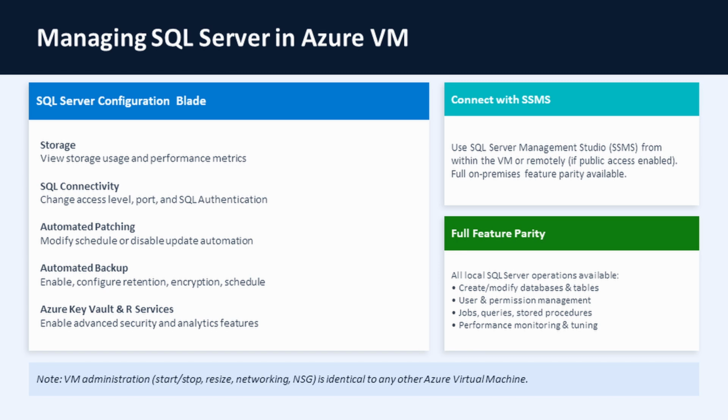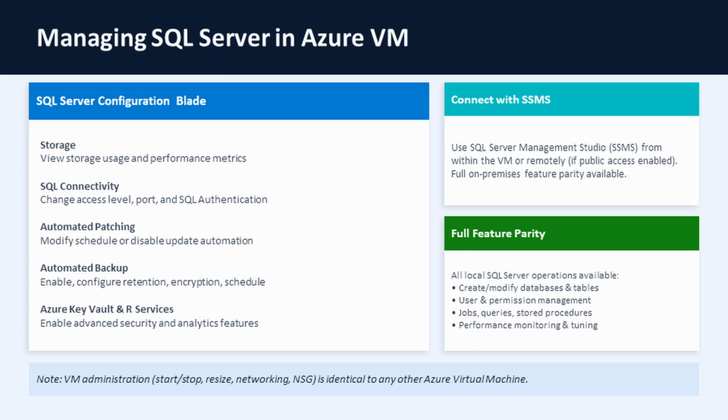Once your SQL Server virtual machine is deployed, how do you manage it? In the Azure portal, you'll find a special section called SQL Server Configuration, which is only available for virtual machines that were deployed from a SQL Server image. This blade gives you access to all the settings we just discussed: storage, connectivity, patching, backup, Key Vault, and R Services, and you can adjust all of them at any point after deployment.